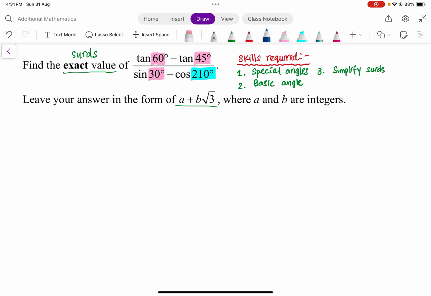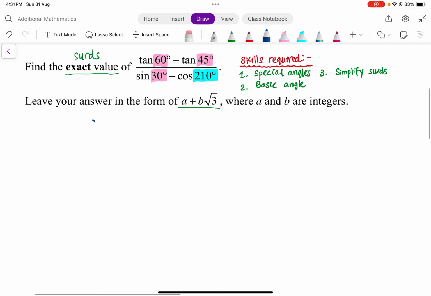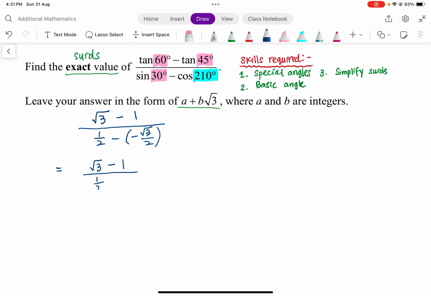Again, we already know what is tangent 60. Tangent 60 gives us square root of 3. So I'm going to write it down. I have square root of 3 minus 1, and then divide by half. And cosine 210 is equal to negative square root of 3 over 2. With this, I am going to simplify this fraction. So this will give me square root of 3 minus 1, divided by half plus root 3 over 2.